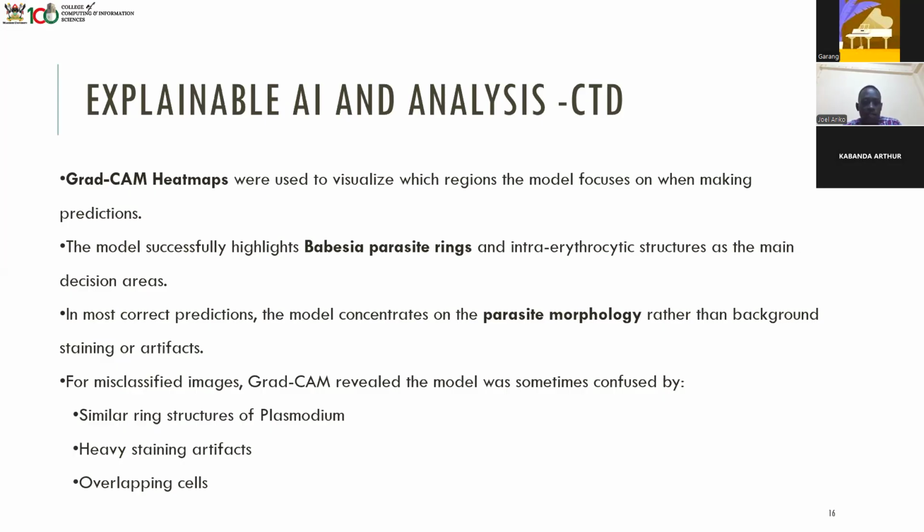The model successfully highlights Babesia parasite regions and other structures as the main decision areas, meaning many of the cells were predicted along the main diagonal of the confusion matrix. Hence, it shows that the model was doing very well. In most correct predictions, the model concentrates on the parasitic morphology rather than the background staining. It also revealed similar structures of Plasmodium, heavy stains, artifacts, and overlapping cells.